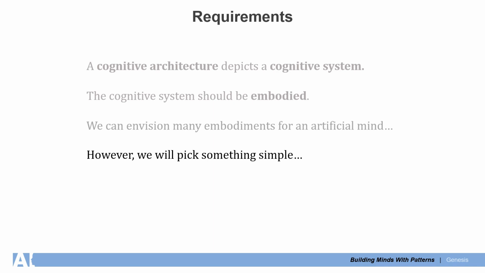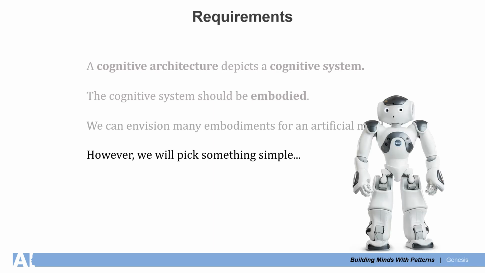Yes, we can envision many embodiments for an artificial mind, but to start, we can pick something simple, like an educational robot. We'll use this particular robot for illustrative purposes only. No endorsement of this talk has been made by the manufacturer.